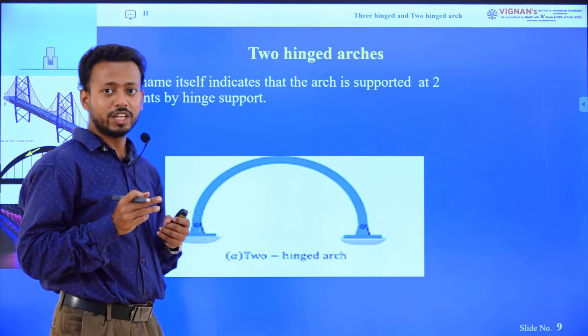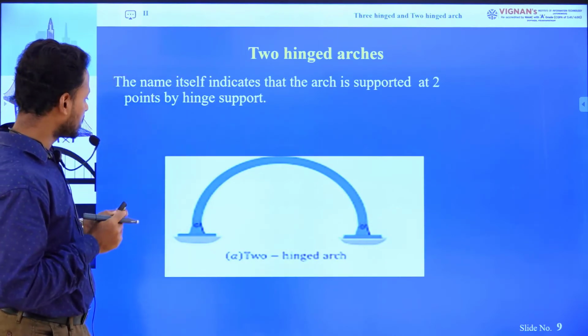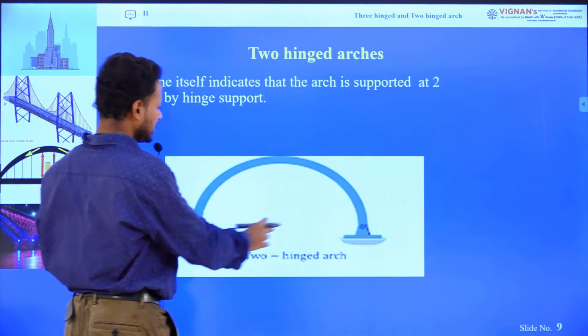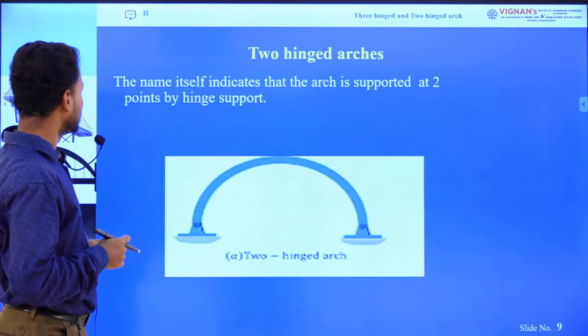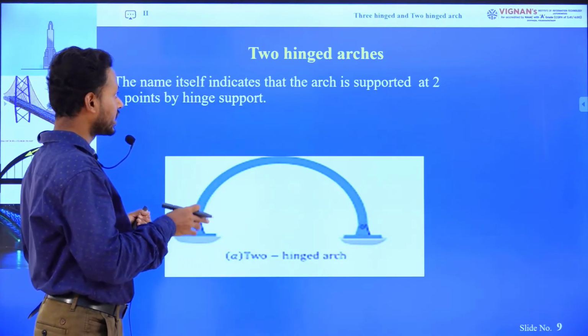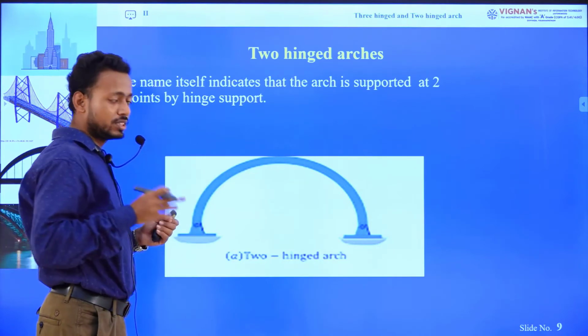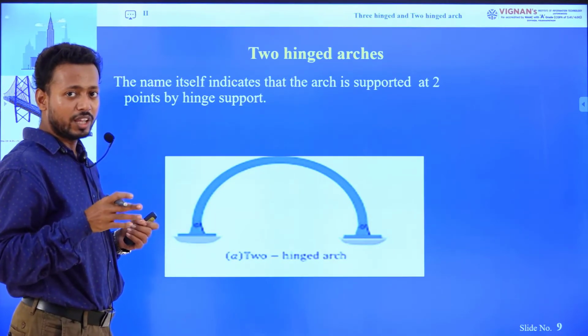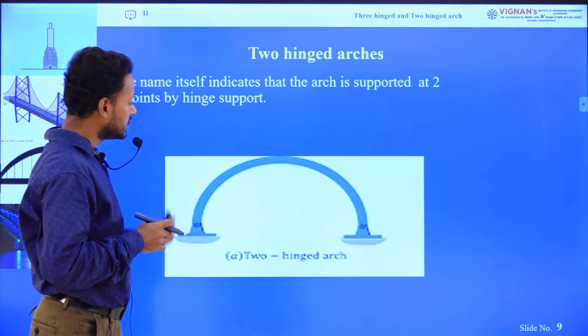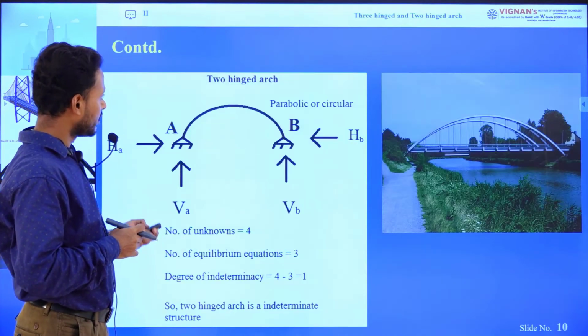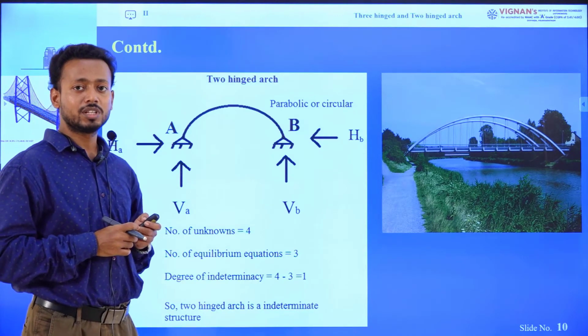Now come to 2-hinge arch. A 2-hinge arch has 2 hinges at both the ends, so it is called a 2-hinge arch. The name itself indicates that the arch which is supported by two hinges at both the ends is called a two-hinge arch. Now what is the degree of indeterminacy of a two-hinge arch?